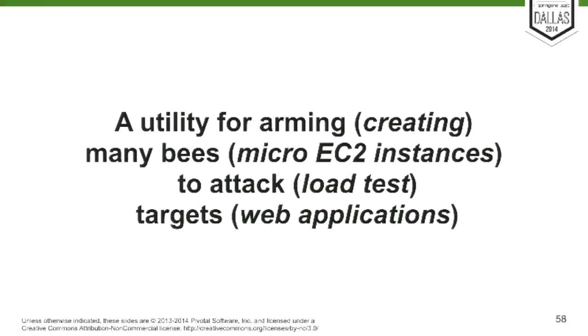So basically what Bees with Machine Guns is, it's a utility for arming many bees to attack targets, where many bees is creating micro EC2 instances on AWS to load test web applications. So what this tool will do is allow you to spin up many EC2 instances and then use all of them to send load in parallel to your web application. So it makes it really easy to generate massive amounts of traffic in just a few seconds.